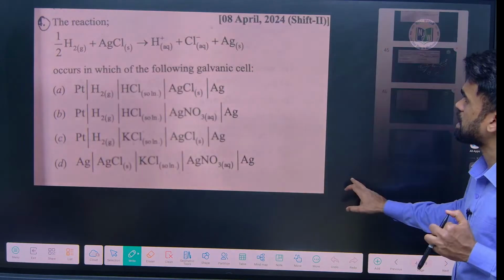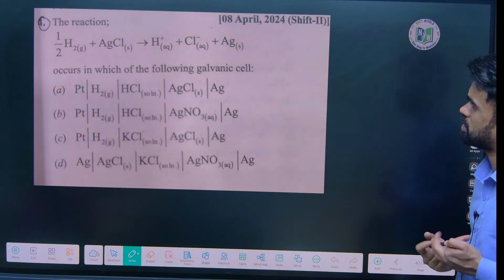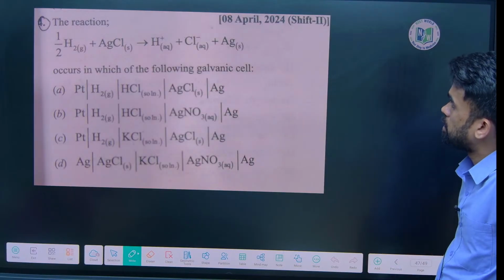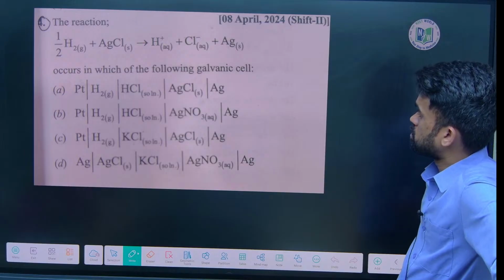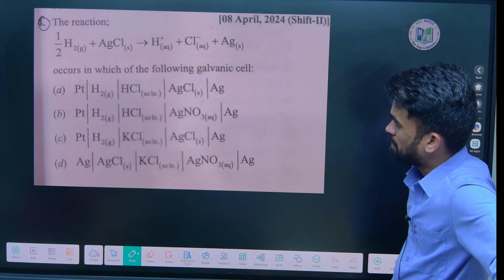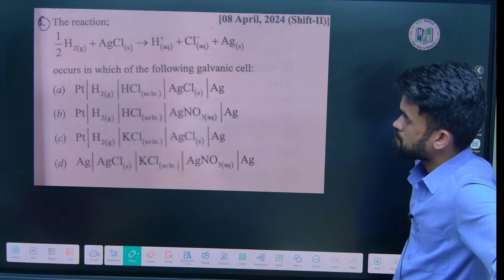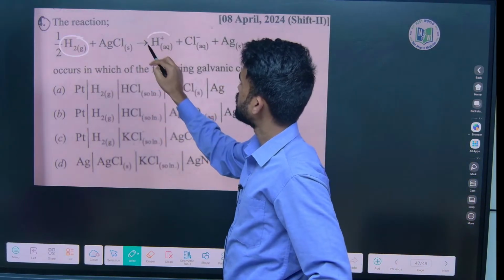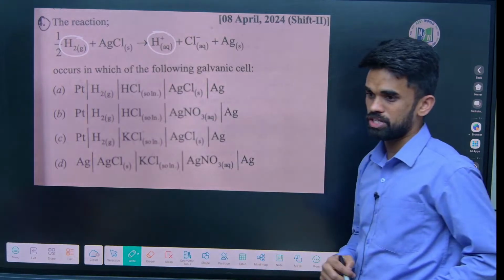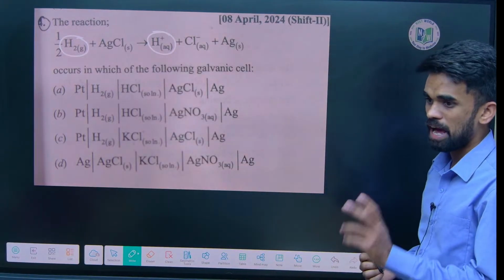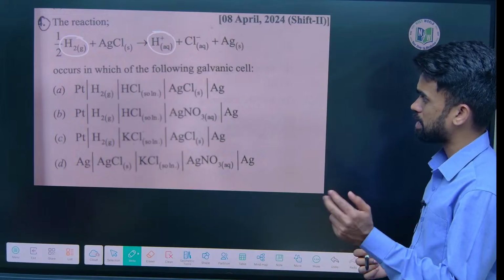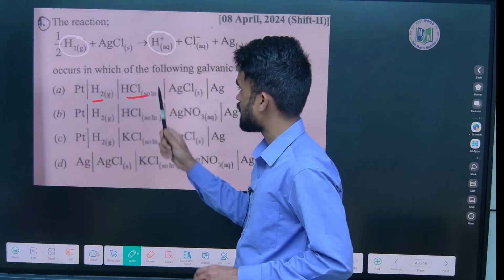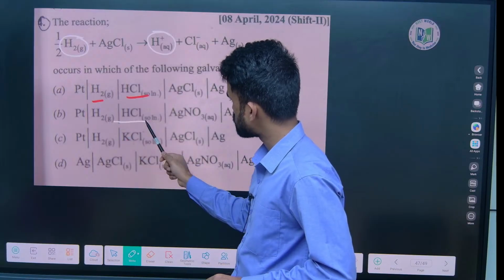They are asking what is the proper cell representation for this. See, H2 is converting into H plus. What is happening? Oxidation. Oxidation takes place at the anode. First the anode half cell, then the cathode half cell. So at the anode H2 is converting into H plus, that is acid. That is fine here. Here also fine.